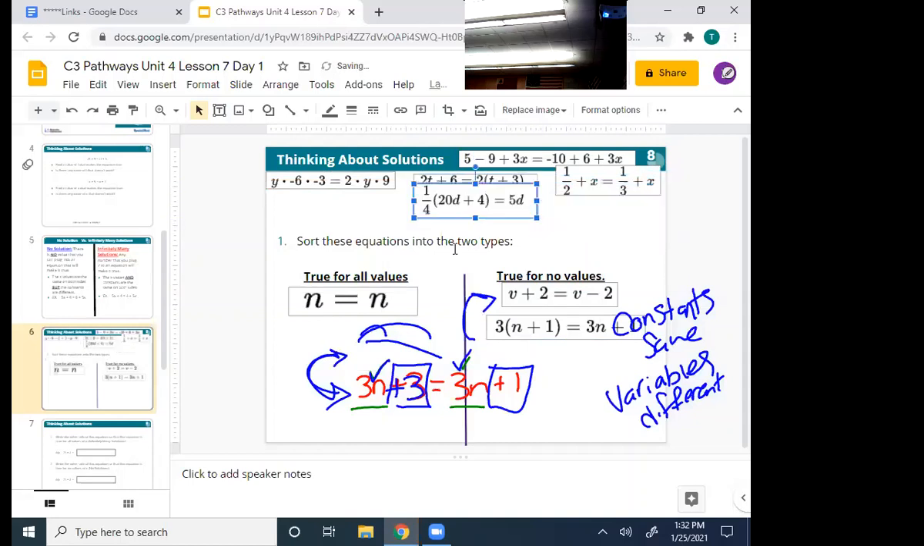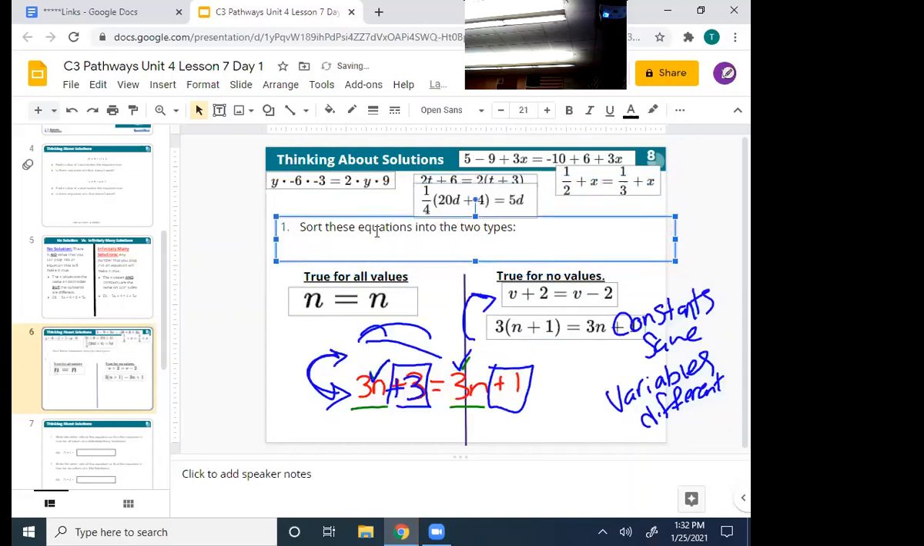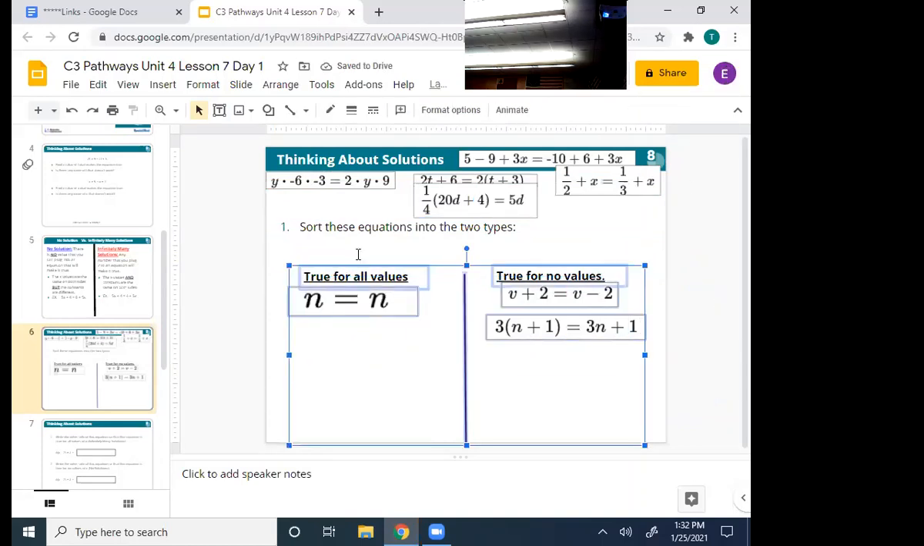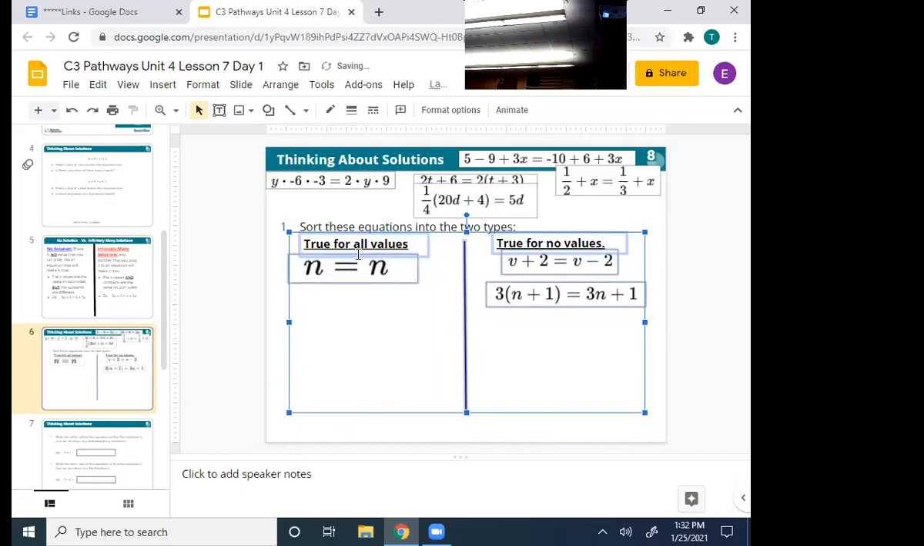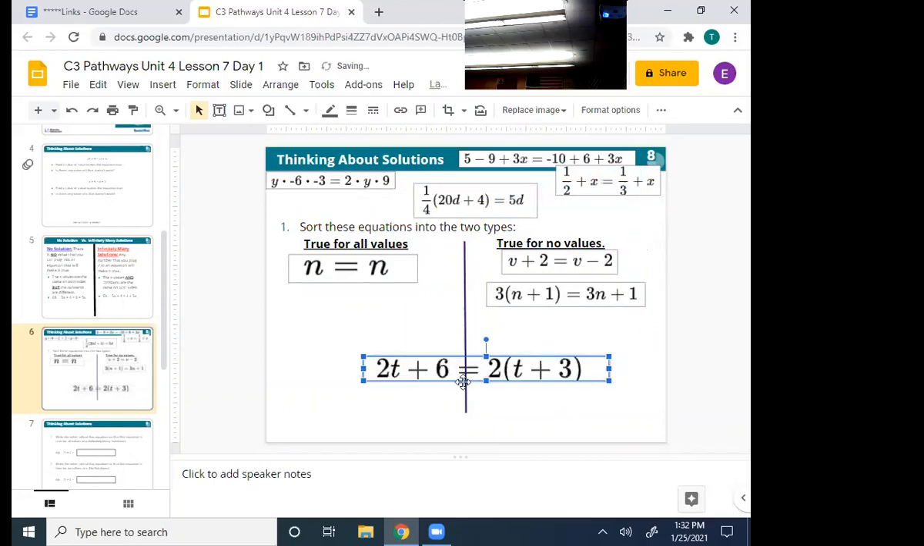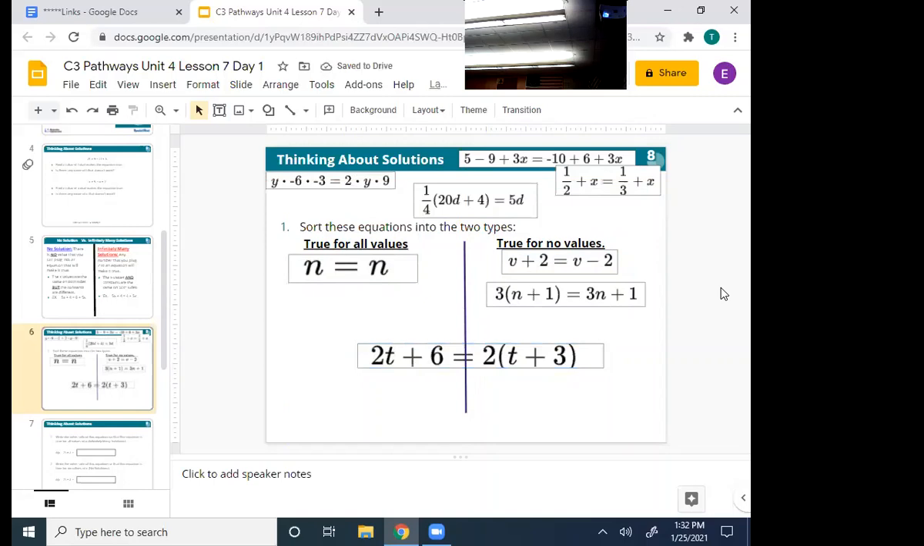Okay, let's look at the next one here. We're going to pull it down and we're going to look at it together. Let me just move these guys up. Okay, I want you to grab this other one that has parentheses, this 2t plus 6, 2 parentheses t plus 3. So what's my first move when I look at this equation? Before I have to think about the number of solutions it has, I have to do what first here?